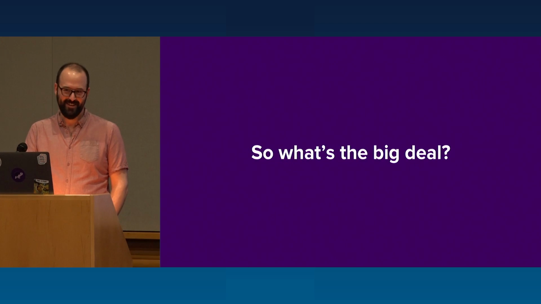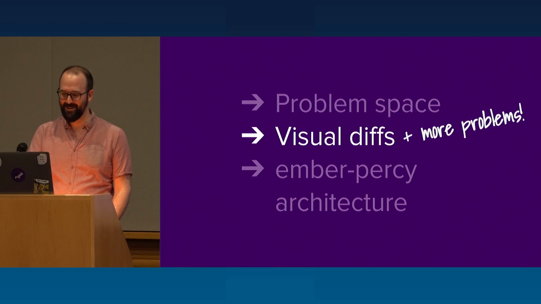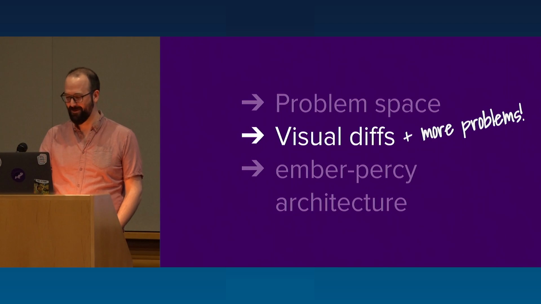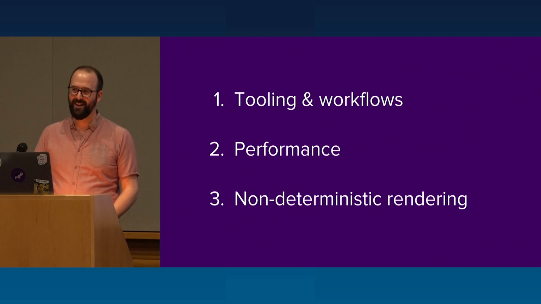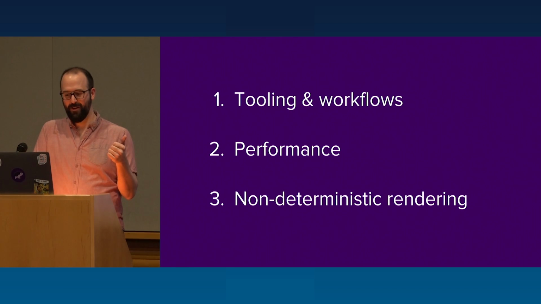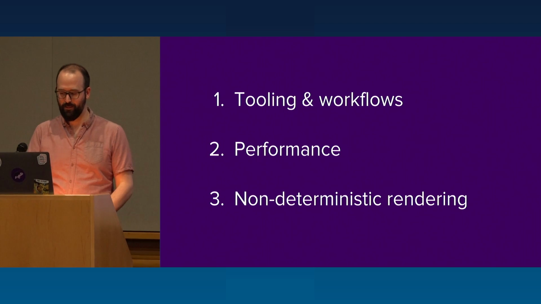Why aren't we all doing this today? The problem, of course, is like with anything in technology, that it comes with a whole host of more problems, and we're going to talk through those. I like talking about the problems in 3 different categories: tooling and workflows, performance, and non-deterministic rendering. And we'll go through some examples for these.